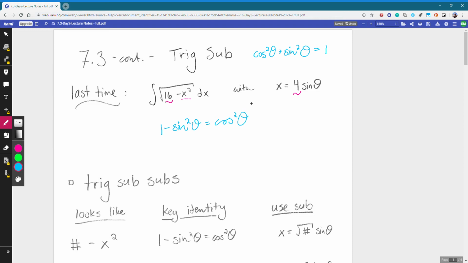And so at the end of the day yesterday, we talked a little bit about some flexibility that we have in our strategy, that we could also handle things if there was a number next to our x squared here. We could do an initial u sub to clean that up a little bit.